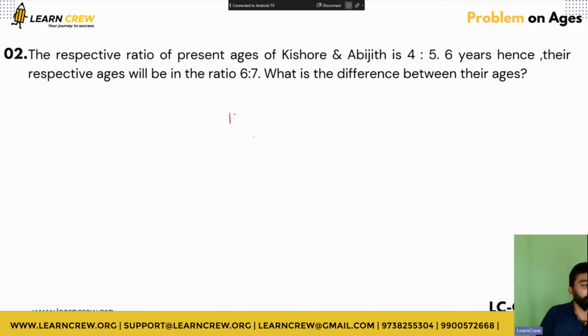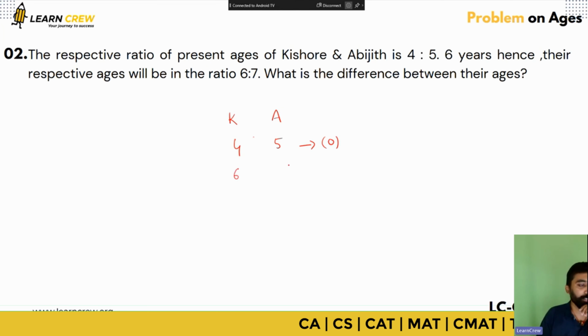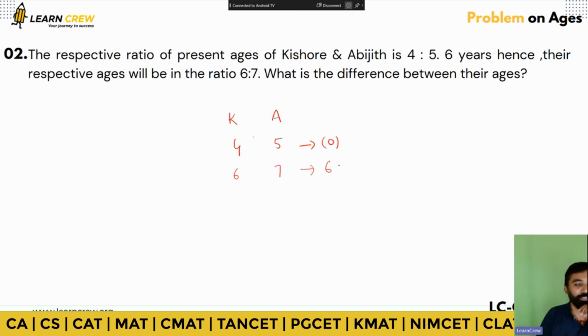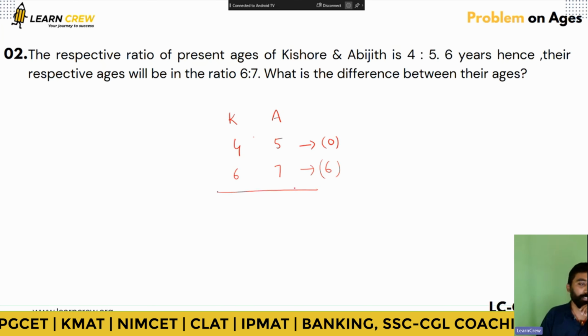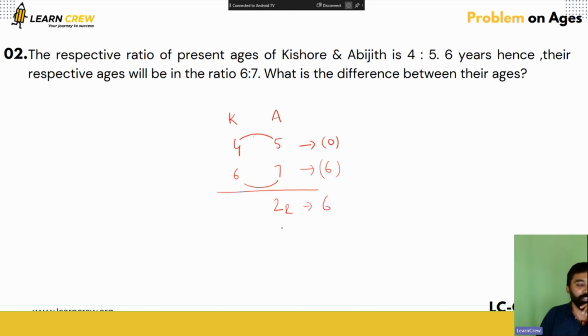The present ages of Kishore and Abijith are in the ratio 4:5. This is the present age. 6 years hence, their respective ages will be in the ratio 6:7. What is the difference between their ages? First, we need to check whether the differences are the same. 5 minus 4 is 1. This is also 1. It is equal, so I can subtract. This becomes 2r equal to 6, or a single r equal to 3. Now, what are they asking? What is the difference between their ages?